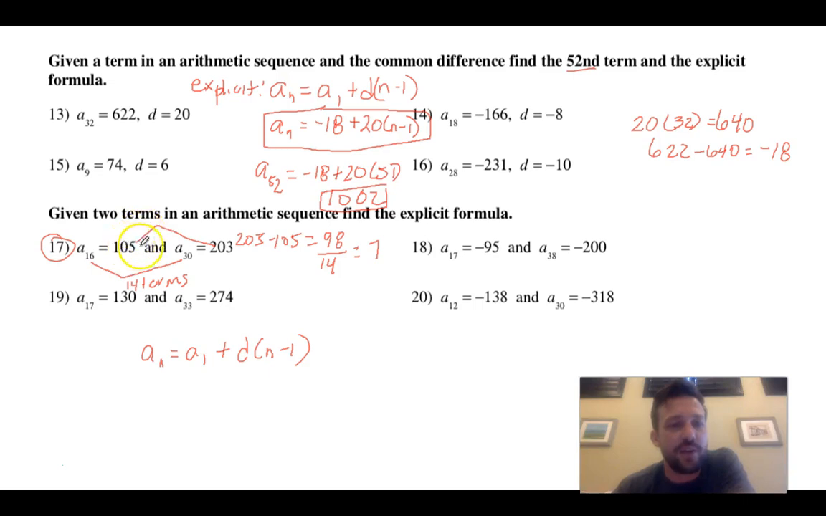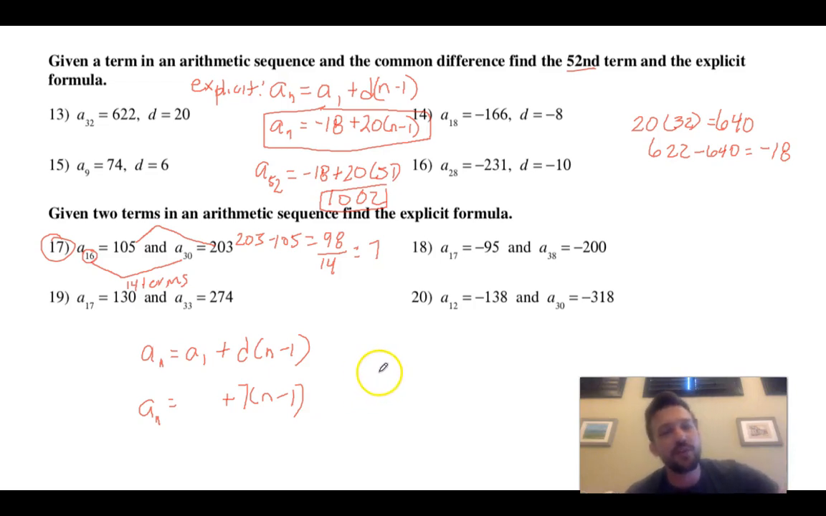If you wanted to get to 203, you could add 7, add 7, add 7, add 7, add 7, 14 times until you got to 203, right? So that's what goes right here. It's going to be plus 7 times n minus 1. Okay, and all we need to do now is find our first term, and we are done with this one. Okay, so our first term is just going to be, let's do this. We have the 16th term.